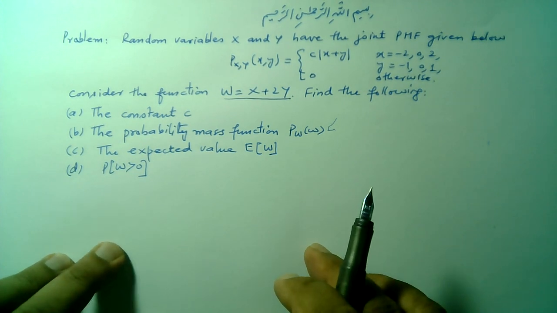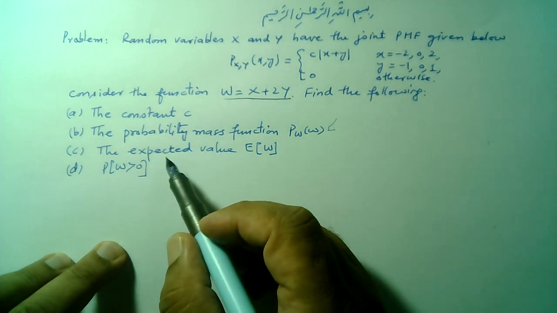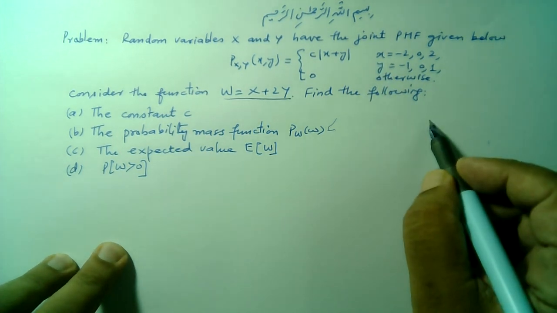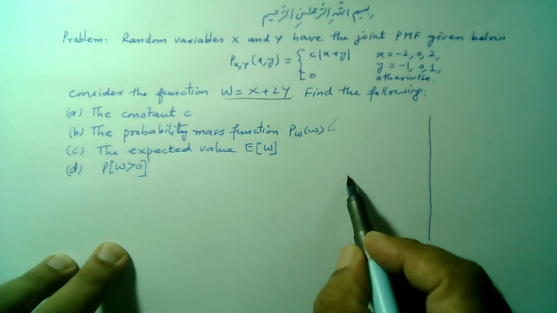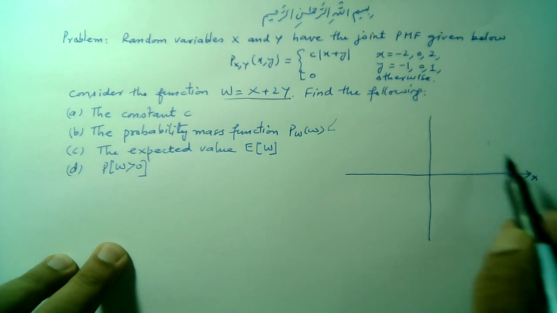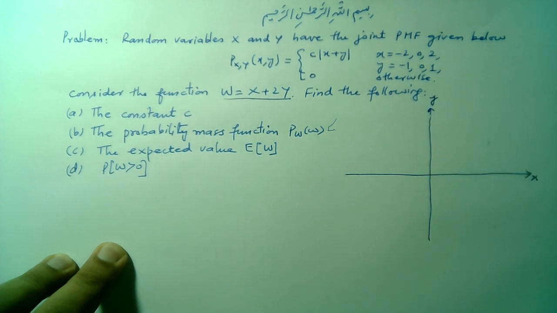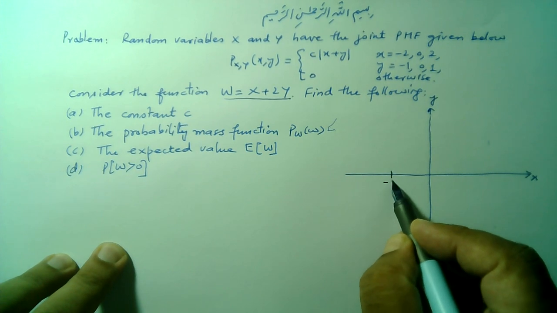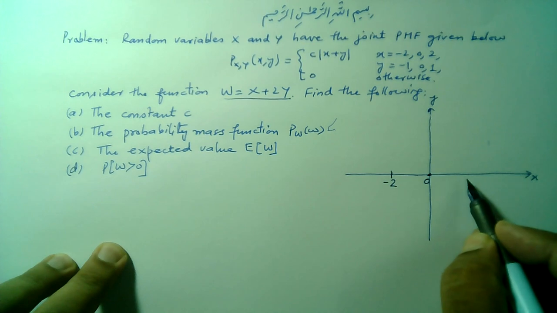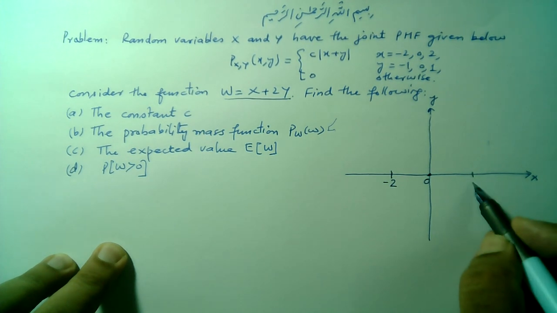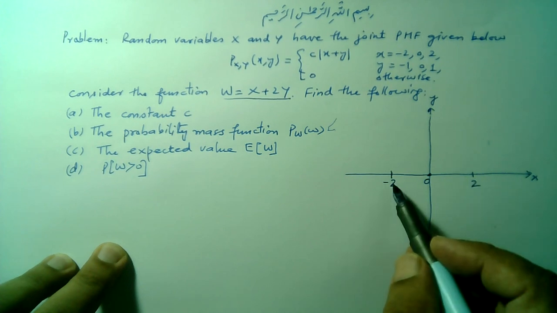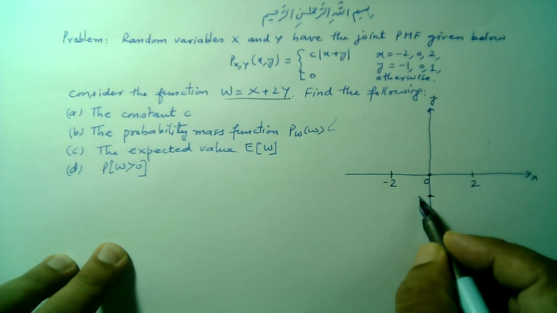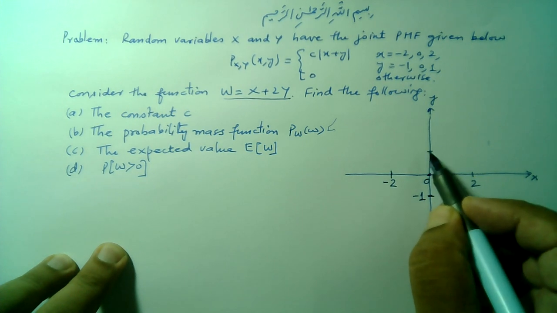So before we begin to find a solution to all these parts of the problem, let us plot this joint PMF. So here we have this x-axis, and this is the y-axis here, right? X takes on values minus 2. Suppose minus 2 is somewhere here. This is minus 2. 0 is here, the origin, and 2 is here. So these are the values of x: minus 2, 0, and 2. And y takes on value minus 1, somewhere here, and y plus 1, somewhere here.